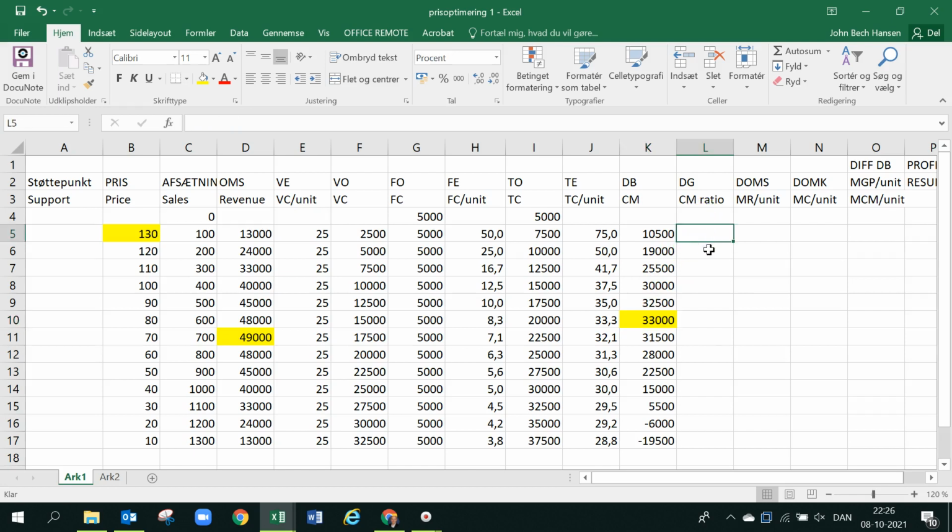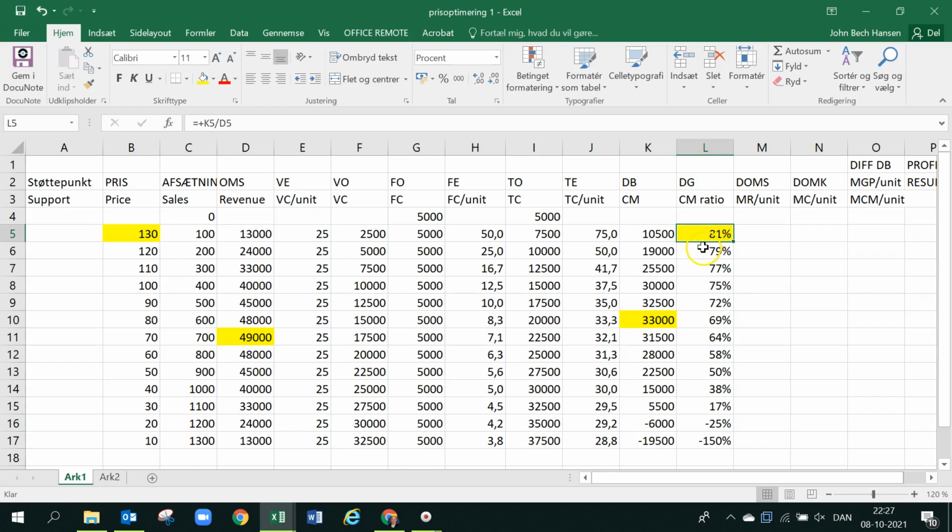And the contribution margin ratio is of course the contribution margin in percentage of the turnover. And instead of multiplying by 100, I've just baptized, so to speak, this cell as a percentage using this one up here. And of course my contribution margin ratio is declining. I could also make this one a yellow one just to emphasize that this is the highest contribution margin ratio.